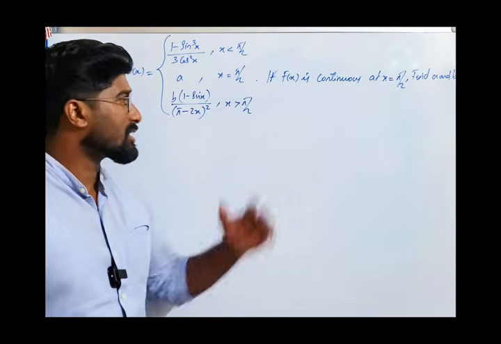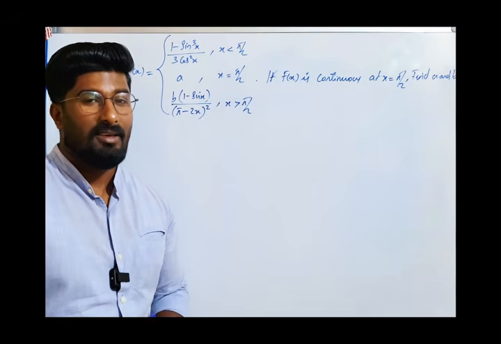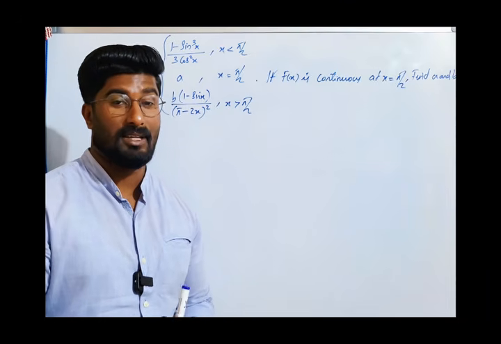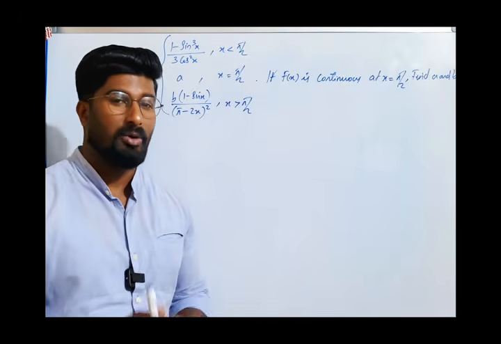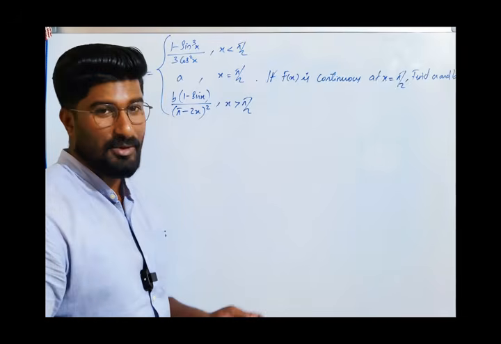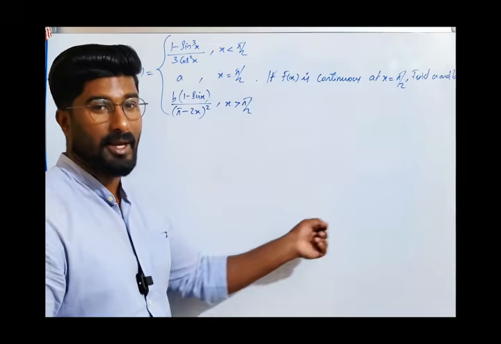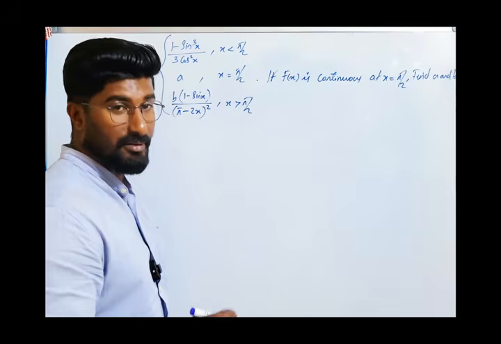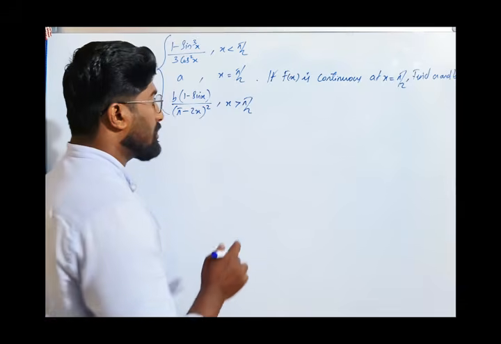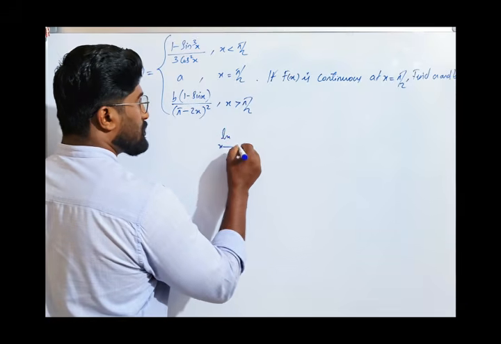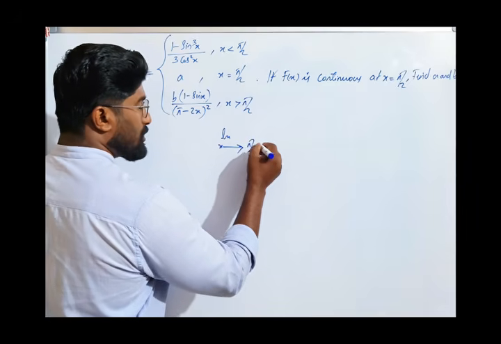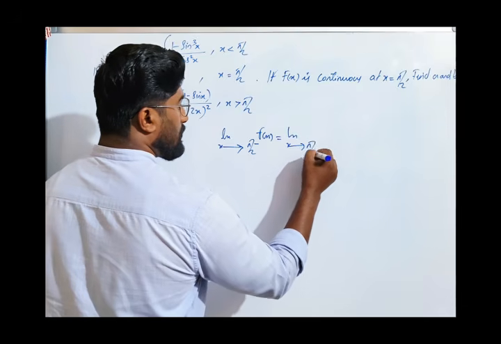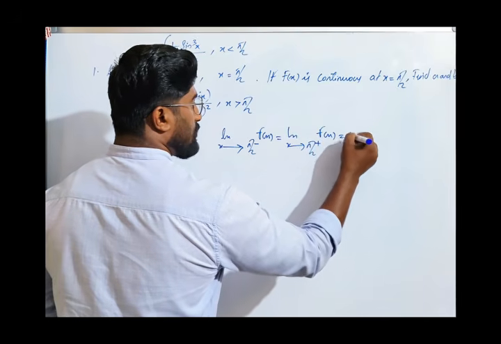So first you have to understand what is continuous. If a function is continuous, you can draw the graph of the function without lifting pen or pencil from the plane of paper. More clearly, we can say that you can draw the graph without breaking anywhere. If a function is continuous, then its left hand limit, right hand limit, and value of the function at that point are the same. That is, limit x tends to pi by 2 minus f of x equals limit x tends to pi by 2 plus f of x, which is equal to f of pi by 2.